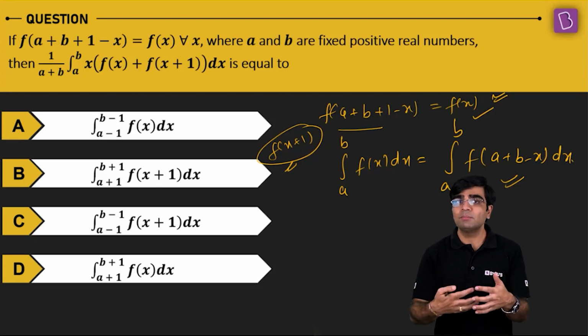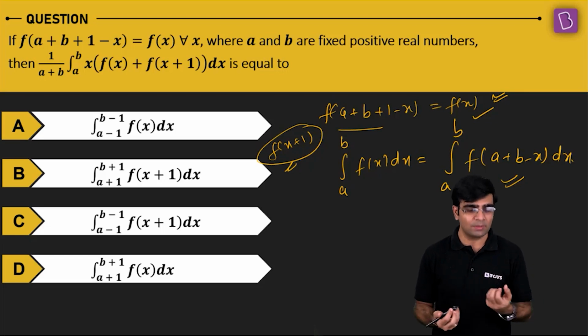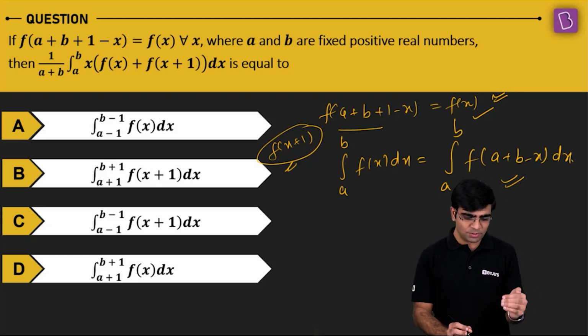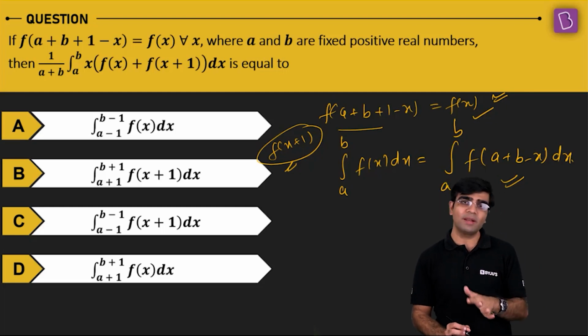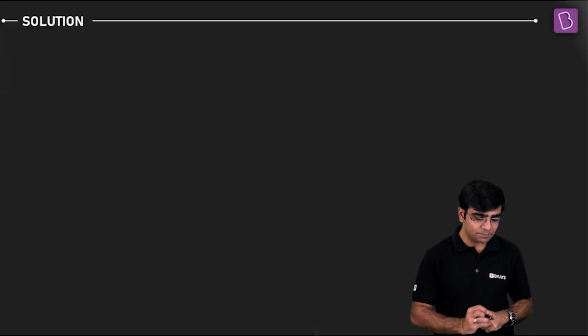And then some more steps will follow, based upon whatever we calculate further. Understood? Options clear in your mind? We have to bring in either f of x or f of x plus 1. Limits have to be either a minus 1 to b minus 1 or a plus 1 to b plus 1. Perfect. Let's move on to the problem quickly.